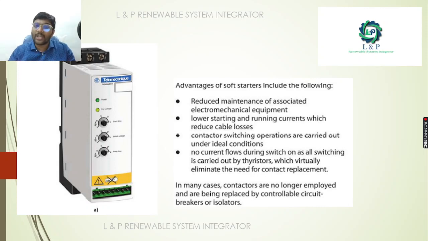So what are the advantages of these soft starters? It reduces the maintenance of the associated electromechanical equipment. Lower starting and running current, which reduces cable losses. Contactor switching operations are carried out under ideal conditions. No current flows during switch on, as all switching is carried out by the thyristor, which virtually eliminates the need for contact replacement.